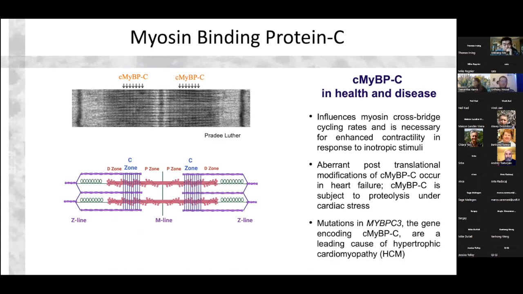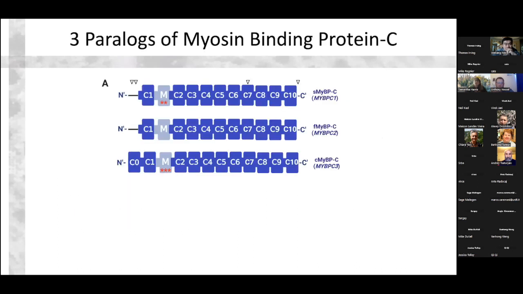And then finally, cardiac myosin binding protein C has received a lot of attention because most mutations that cause hypertrophic cardiomyopathy are actually due to mutations in myosin binding protein C. So it's received a lot of attention for that reason. But in addition to the cardiac version of myosin binding protein C, there are two additional skeletal muscle paralogs, and these are all encoded by 3 separate genes. So there's a slow skeletal, a fast skeletal, and cardiac C protein.